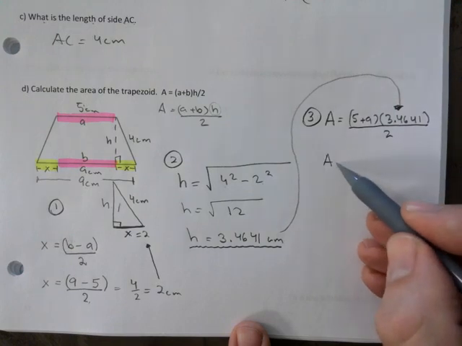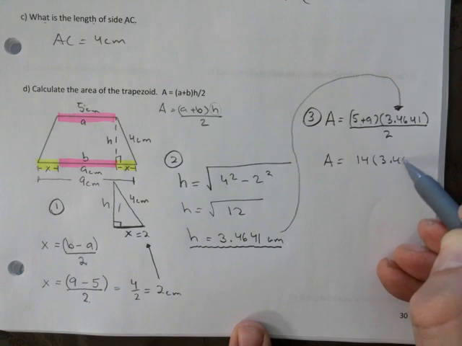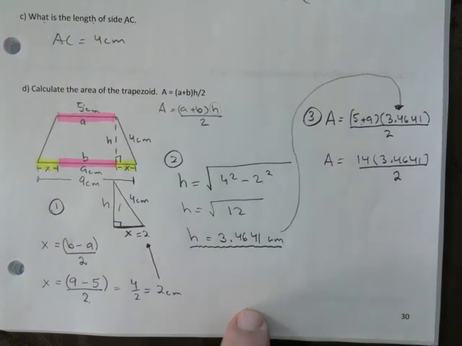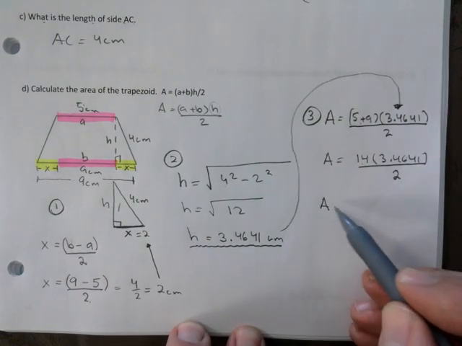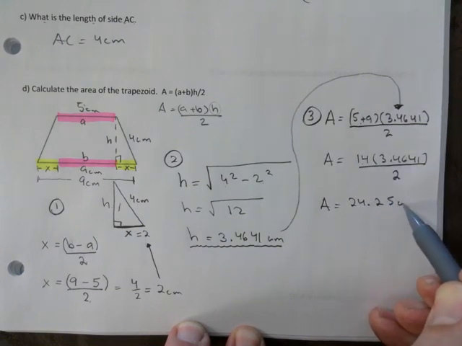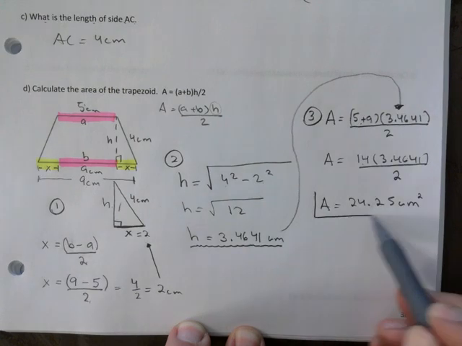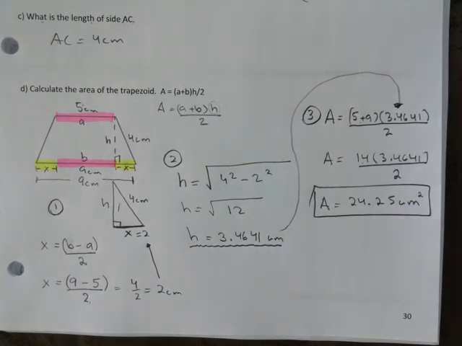Okay, so then you get 14 times 3.4641 divided by 2. So you type that in, right? You go 14 times that divided by 2. And that gives you 24.25 centimeters. Finish the sentence: squared units when it's area. So there you have it. It took us 3 steps to get there.